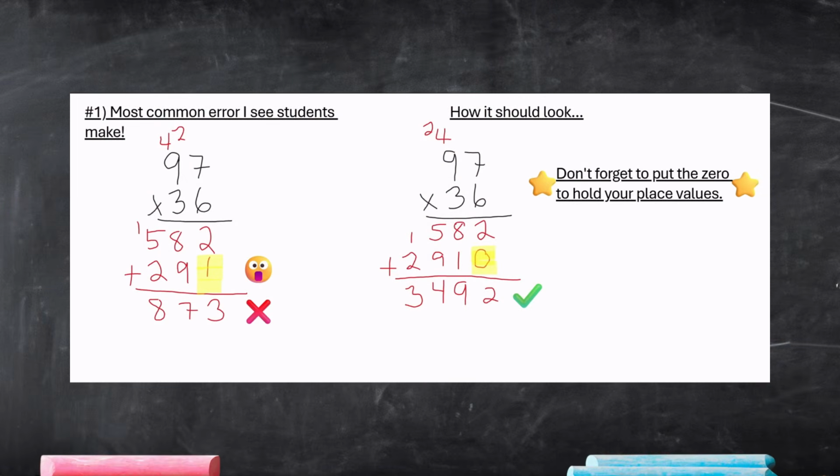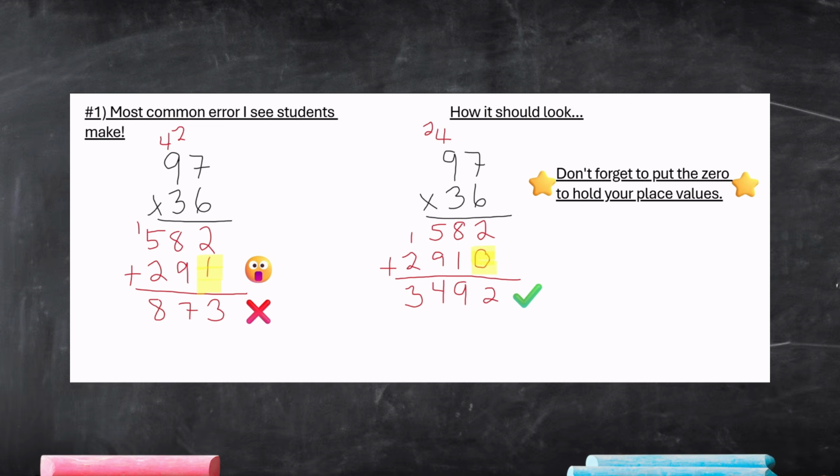All right, this slide shows the most common error that I see most of my students make when they are multiplying multi-digit numbers by multi-digit numbers. Here in this example, we have 97 times 36.